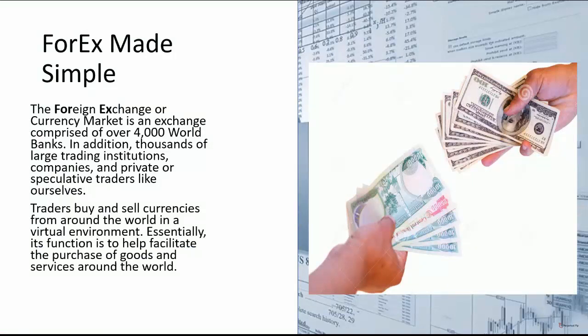Simply put, the foreign exchange or the currency market is an exchange comprised of over 4,000 world banks. So essentially, if you're familiar with the central banking system, every country has their own central bank. And because the world is effectively a giant marketplace, these countries are trying to conduct business with each other. So in order to be able to do that, they have to be able to trade funds.